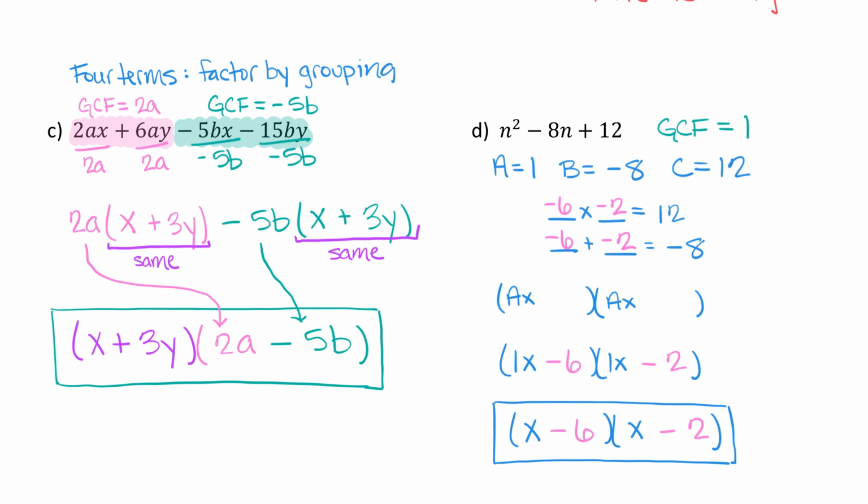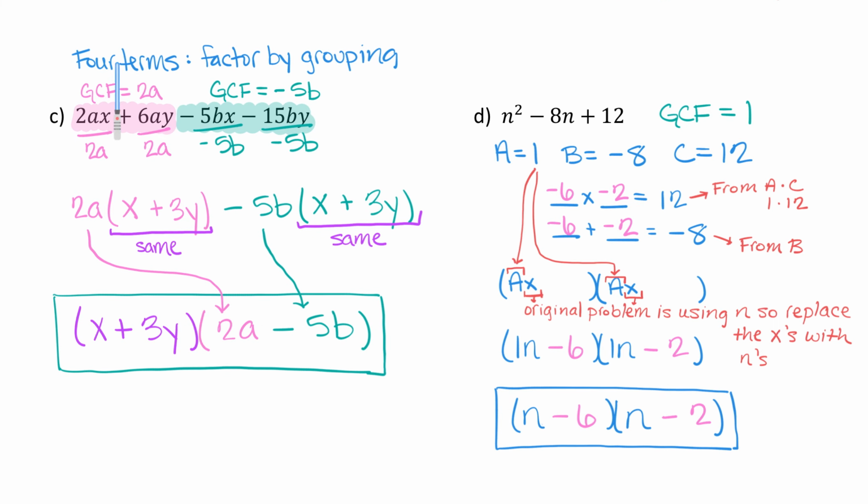For example C, it's 4 terms, 1, 2, 3, 4. So that means it's factor by grouping. Group the first 2 terms together, and our GCF is 2a. They both have the letter A.